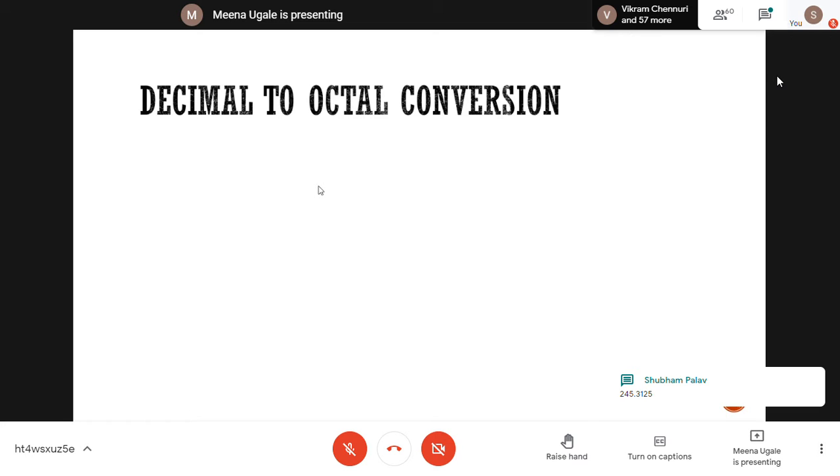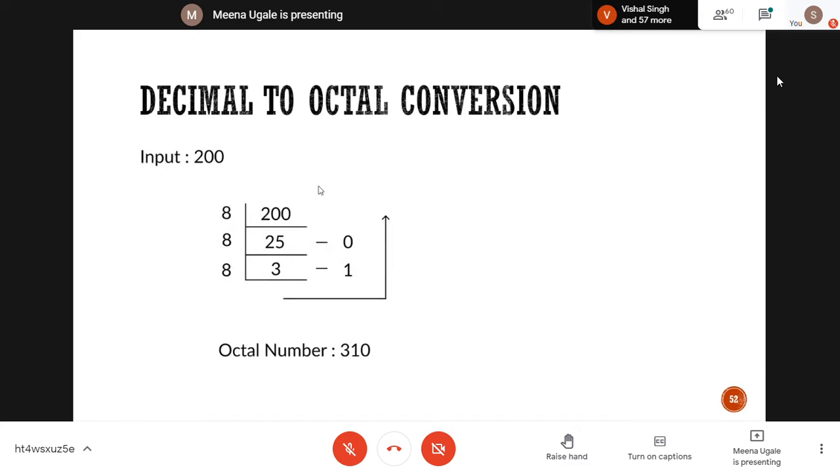Now we have seen decimal to binary. How? Divide by 2. There is the quotient and the remainder. The remainder you have to write on the side. The quotient you have to divide again, divide by 2. Instead of 2 now, we will be using 8 here because this is the octal system.